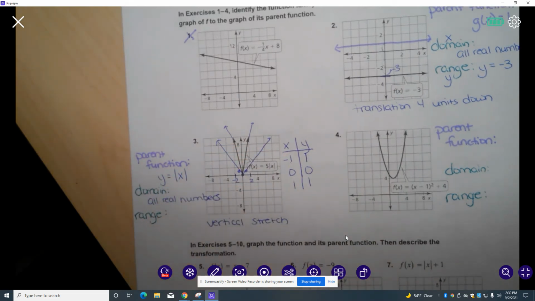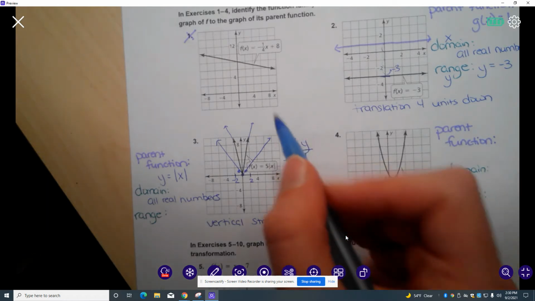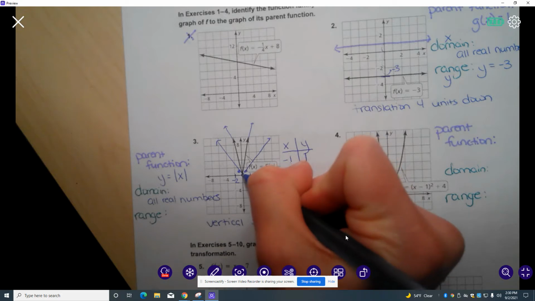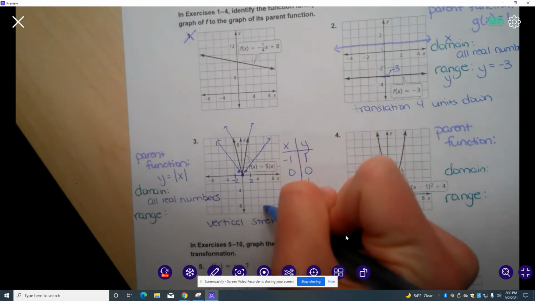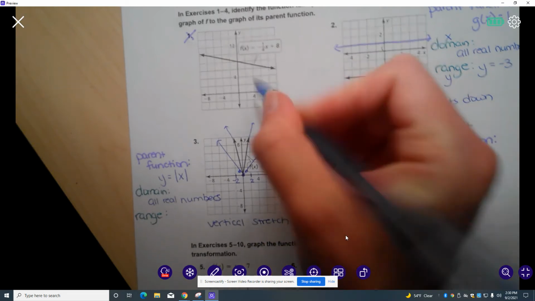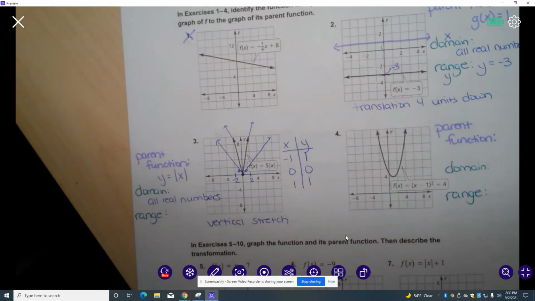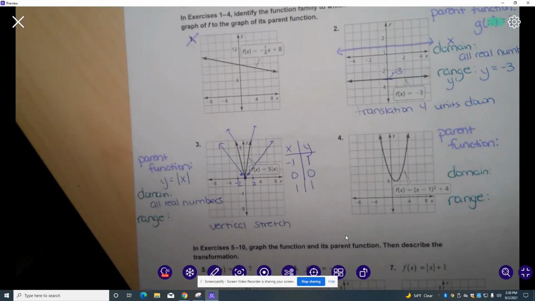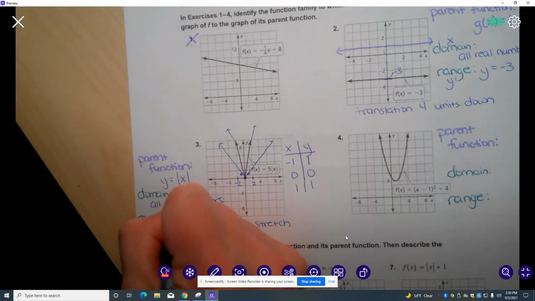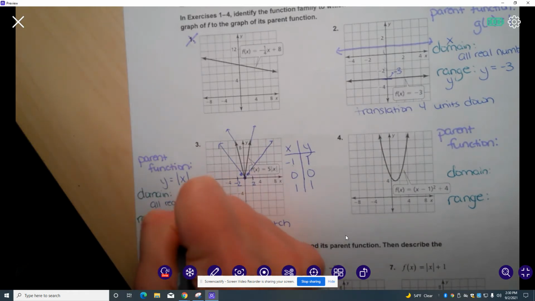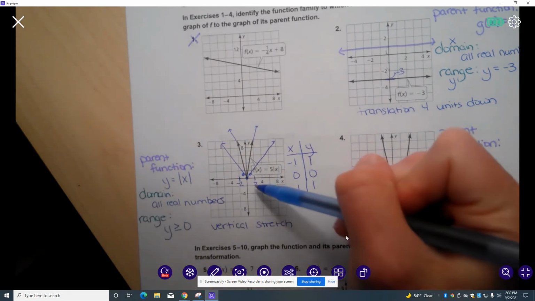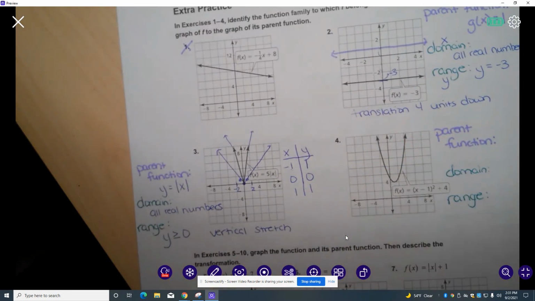The range, think up and down. What are all the possible y values of this function? It definitely has a lowest point here, and it will go up forever. There are no points on this graph below the x-axis. So all the points that are on this graph are positive y values, 0 or positive. And so all of the y values of our graph are greater than or equal to 0, because none of the graph falls below that x-axis.